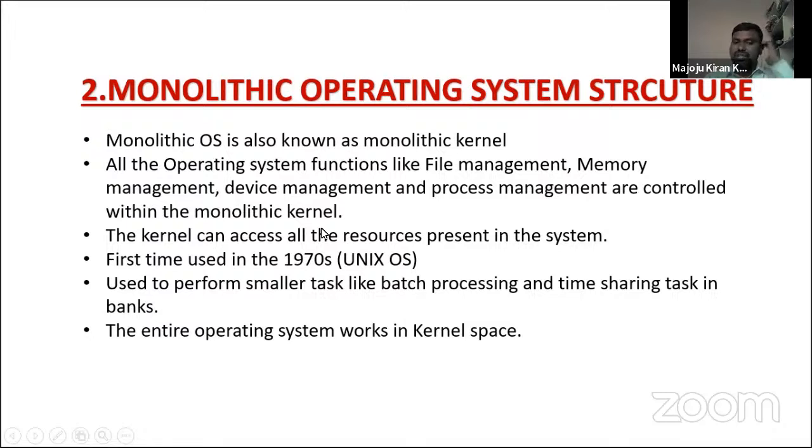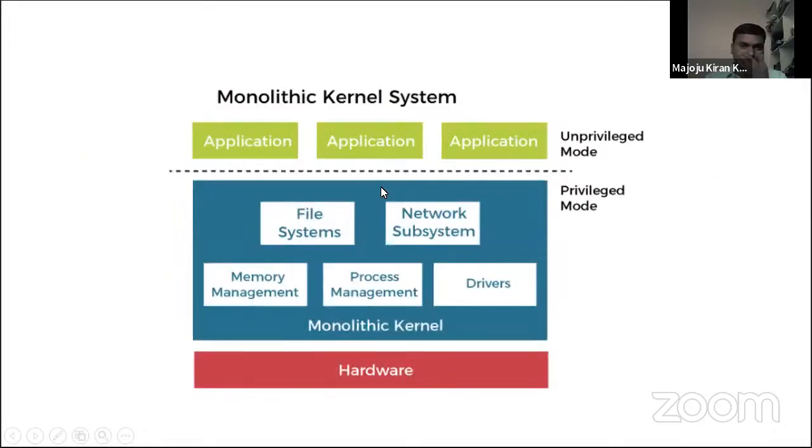It was first used in the 1970s, especially in the Unix operating system. It was used to perform very small tasks like batch processing and time sharing tasks, especially for bank-like industries. So the basic idea behind this monolithic operating system was the kernel. That means the kernel is the only component which is responsible for providing all the basic functions of the operating system. So just look at this diagram.